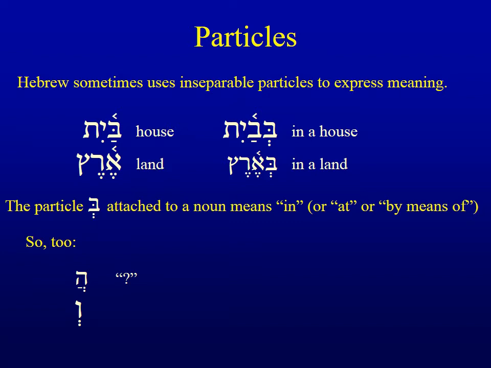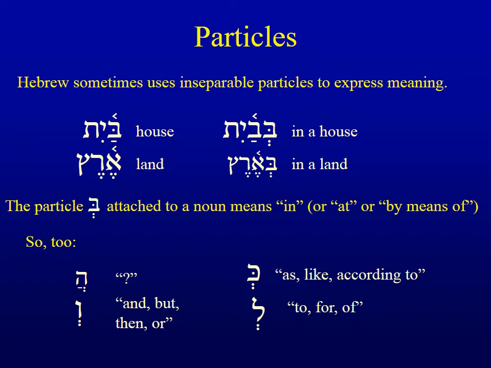The vav with a shva means "and." Sometimes it means "but," less frequently it means "then" or "or." Normally when you see vav, your first instinct will be "and," but remember that it could also mean "but," "then," or "or." We also have the prefix kaf with a vocal shva. It means "as" or "like" or "according to." And lamed, with a vocal shva, means "for" or "of."